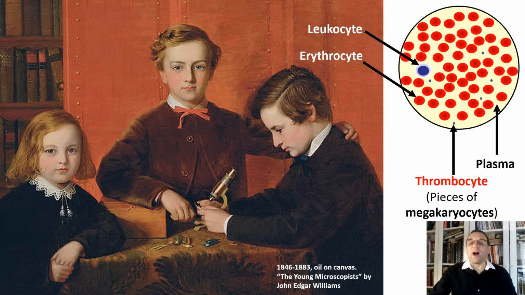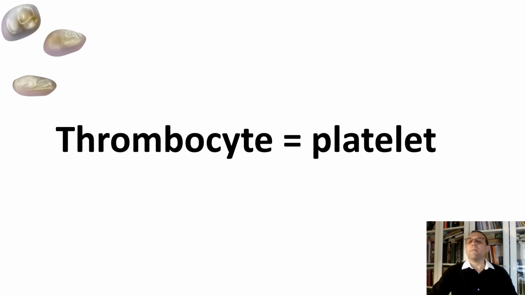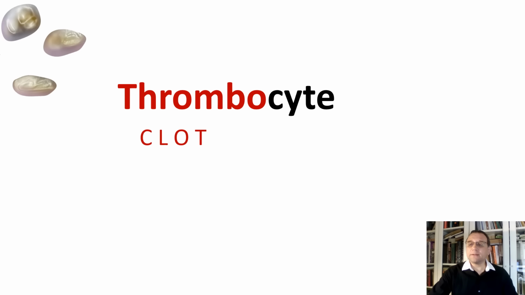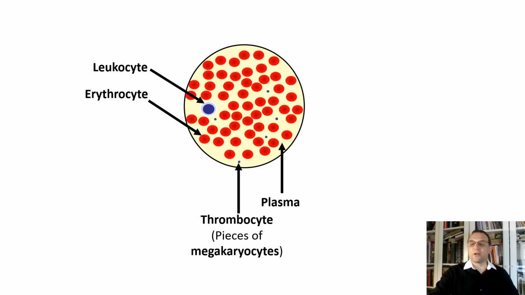Let's not forget another part of the blood, the thrombocytes. Thrombocyte means platelet. Thrombo means clot, and cyte means cell. Platelets play a major role in blood clotting. Now let's make sure that we label everything correctly on the smear of blood under the microscope, so we can take a closer look at the components of blood. Blood consists of plasma and the three classes of formed elements: erythrocytes, leukocytes, and thrombocytes.